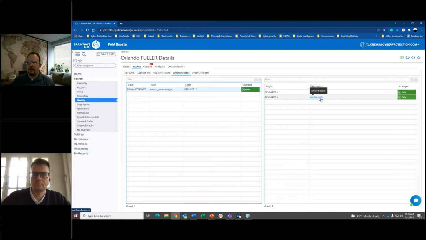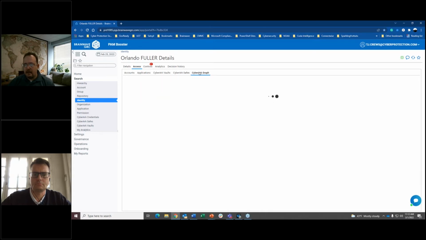Within CyberArk, there are audit logs. There are ways to find this information. The question becomes, how long does it actually take to go in and pull that information and start doing your analysis to figure out what went wrong? Where did the policy fall apart? And the PAM Booster actually gives you not only a very holistic and clear view, but you can continue to drill down and find more information on it.